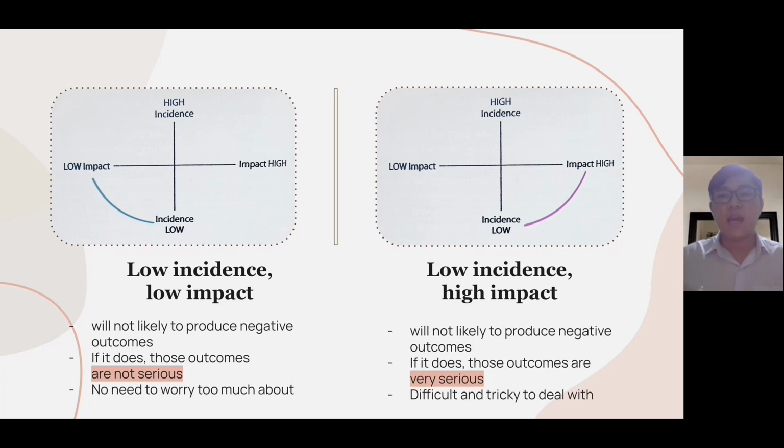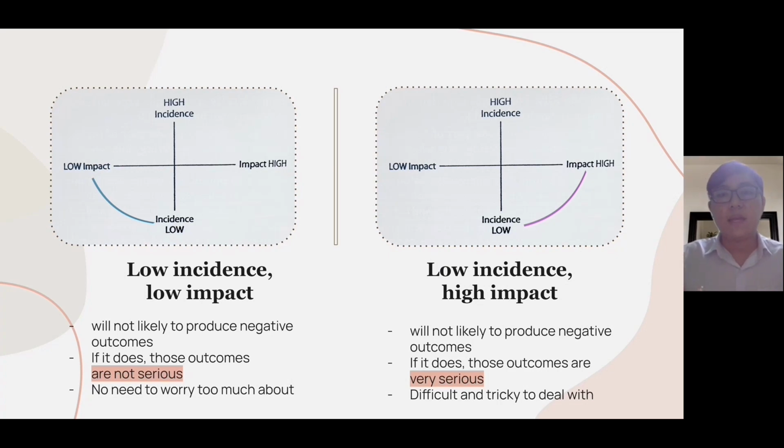The last situation that we have is low incidence with high impact. This one is the most difficult and the trickiest to deal with. The reason is that the incidence is really low, so the danger that you fear is most likely not going to happen. It might not happen. However, if it does happen, the danger is going to be really damaging and really serious. That is why it is really hard to deal with.